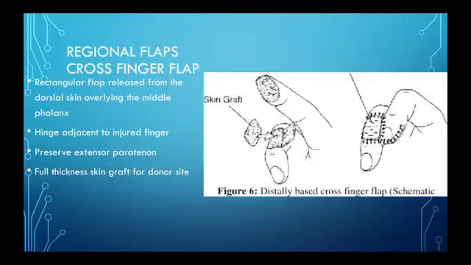So when releasing this, just make sure that the hinge of the flap is adjacent to the injured finger. It's very easy to do it the opposite way, and then of course you will not be able to reach it, or you can reach it but not be able to take care of your donor site defect. While doing this, just make sure the extensor paratenon is preserved, and then of course a full thickness graft is applied to the donor site.